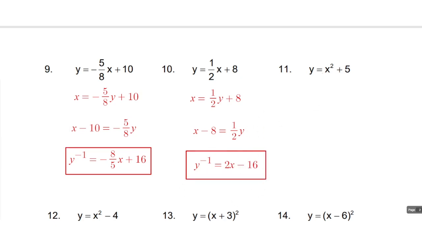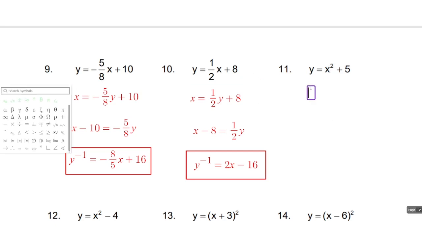Now with number 11, notice here we've got a square. We've got a quadratic here we're trying to invert. Now that just means that our inverse will not be a function, unfortunately. Okay, so we could still come up with the inverse for y here, but it's not going to be a function. And so we'll have a plus or minus business. You'll see why that happens. But yeah, let's just go ahead and get to work here.